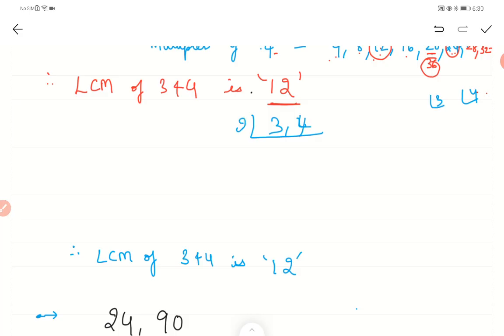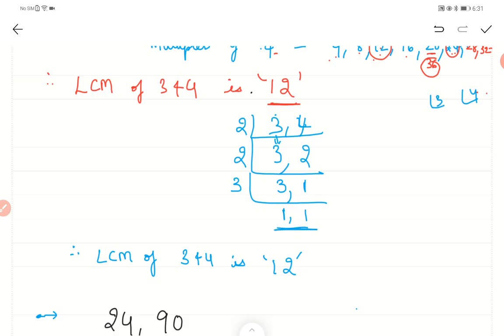So first, if I take 2, 3 is not there in 2's table, so take 3 as it is down. 4 is there, so 2 twos are 4. The next thing, again if you have 2 here, your 3 will not go in 2's table, so keep 3 as it is. You have 2 ones are 2, and 3 ones are 3. So you will divide the numbers until you get 1.